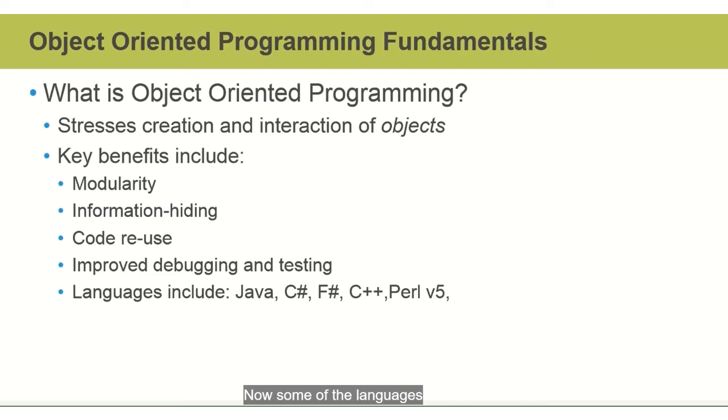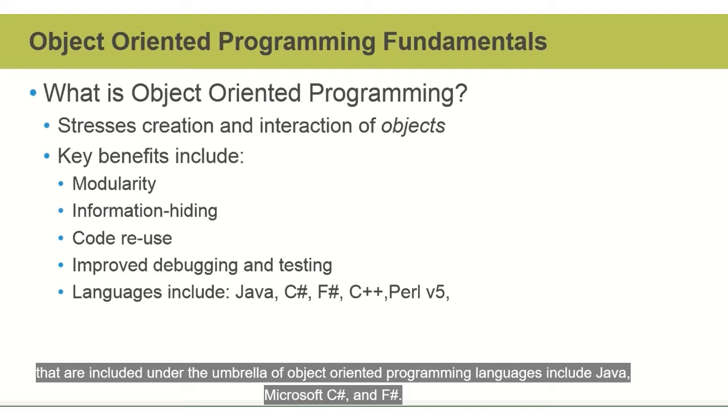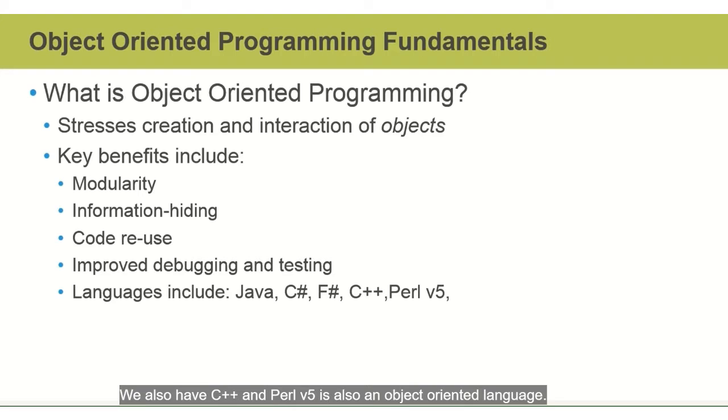Now, some of the languages that are included under the umbrella of object-oriented programming languages include Java, Microsoft C# and F#. We also have C++, and Perl version 5 is also an object-oriented language.